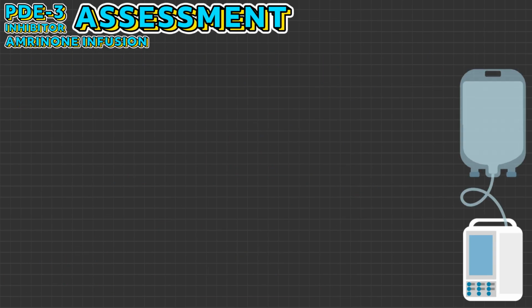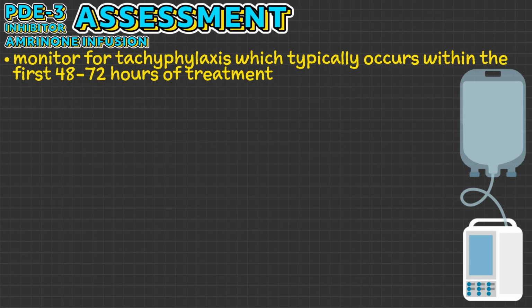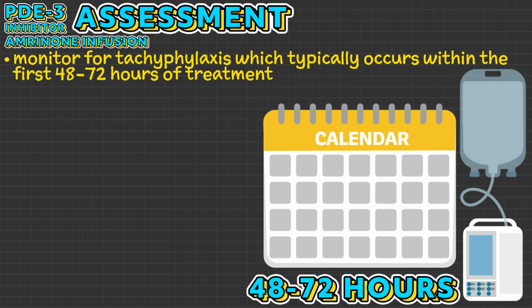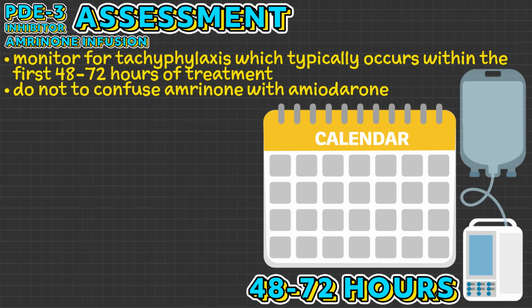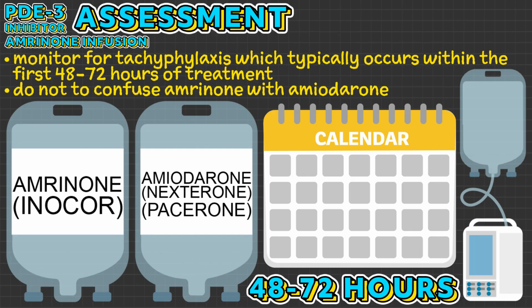And with the continuous Amrinone infusion in particular, it is important to monitor for tachyphylaxis, or the rapid development of tolerance, which typically occurs within the first 48 to 72 hours of treatment. It is also crucial not to confuse Amrinone with amiodarone.